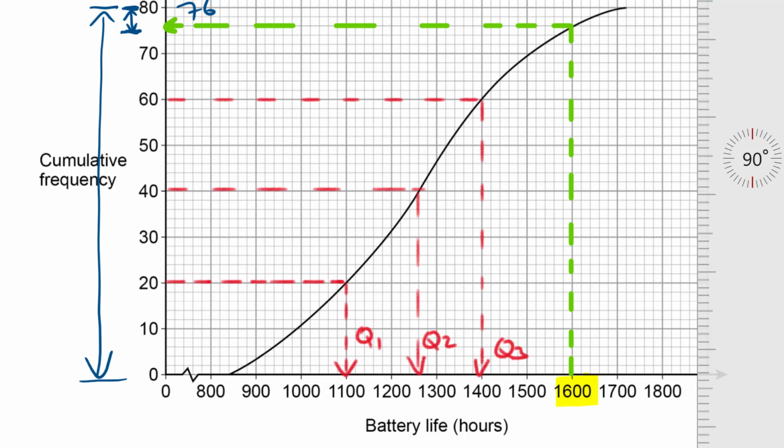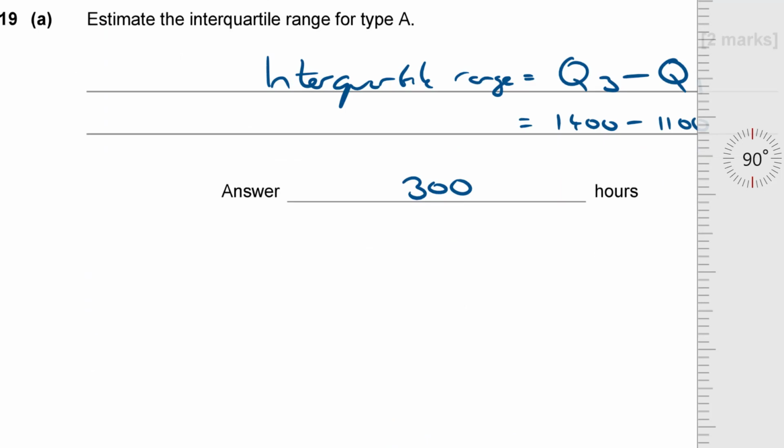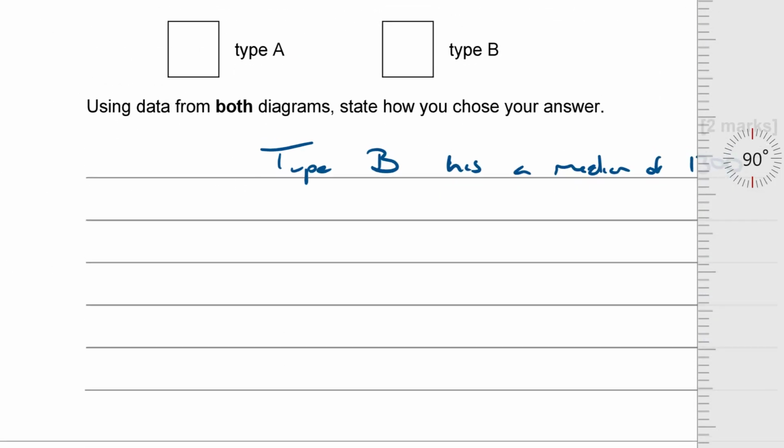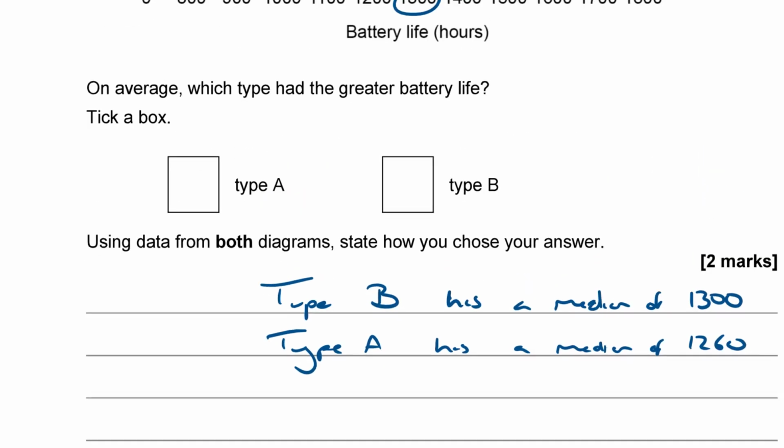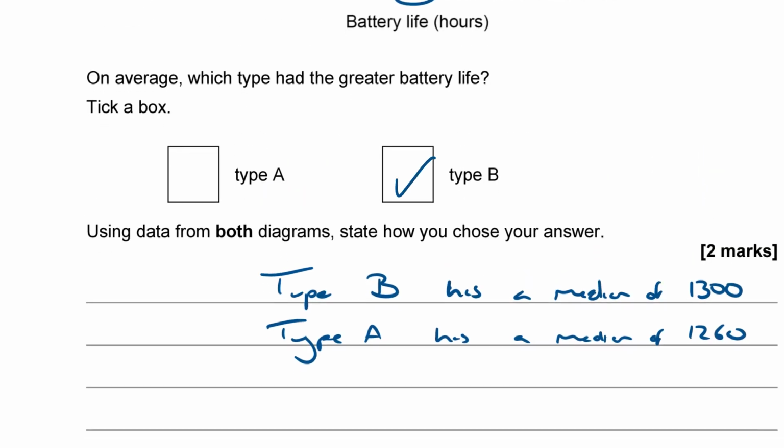So I read that to be 3 out of 5 little squares up from 1200. So if there are 5 little squares between 1200 and 1300, which is a span of 100, then each little box is worth 20, isn't it? 20, 40, 60, 80, 100. So 3 little boxes is going to be 60. So I read that off as 1260 as the median value from type A. So we said that type B has a median of 1300 and type A has a median of 1260. So B is the biggest median, isn't it? So what do we have to tick? On average, which type has the greater battery life? B does.